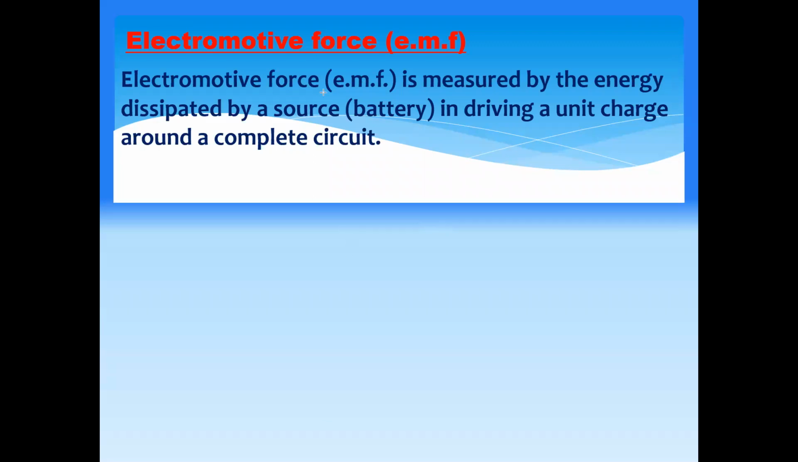For example, a battery or a cell, inside a battery or a cell, stores chemical energy. Due to a chemical reaction, it produces charges. And if I say a cell, on a cell it is labeled 1.5 volts. So what is the meaning of this 1.5 volt? It means that if 1 coulomb of a charge is coming out from the battery, it carries 1.5 joules.